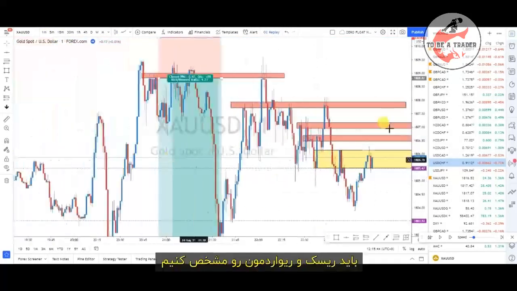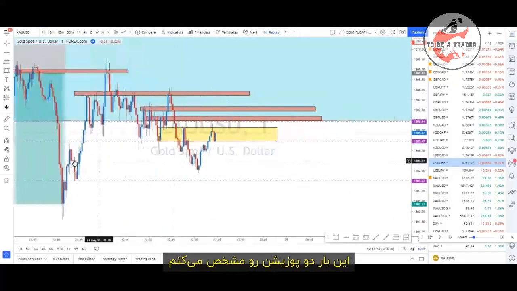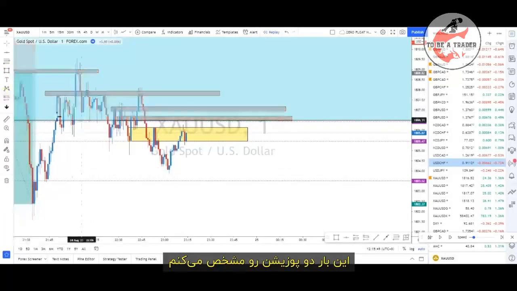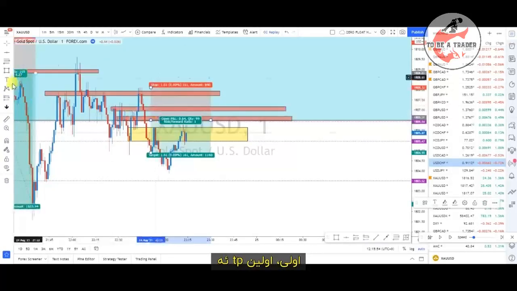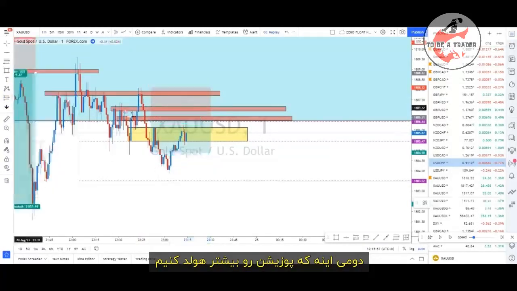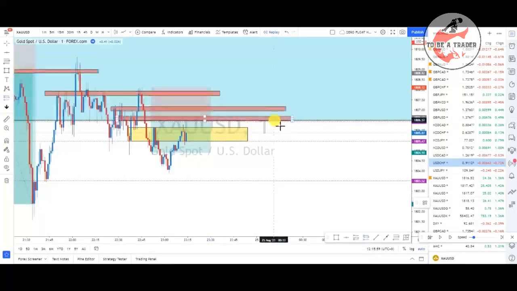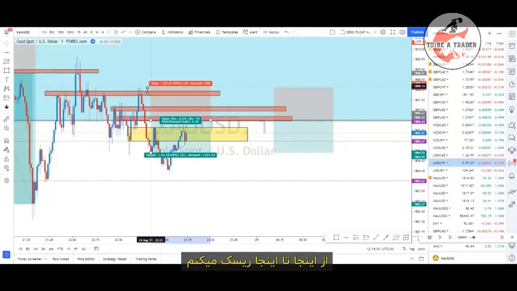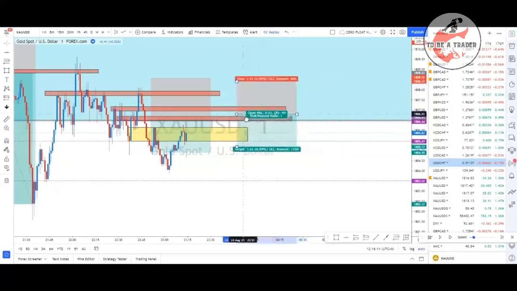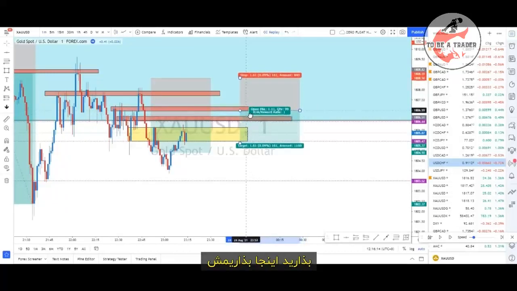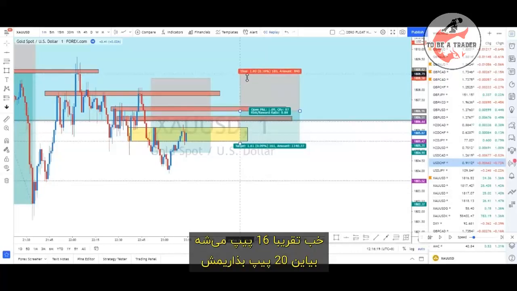We need to mark our risk and reward, our entry here. This time I'm going to mark two positions. One is to take the first TP, the second is to hold on for the longer position. Okay, so I'm going to risk from here to here, about 16 pips. I'm going to put in 20 pips. Let's try here. If here will be around 16 pips, let's put in 20 pips.